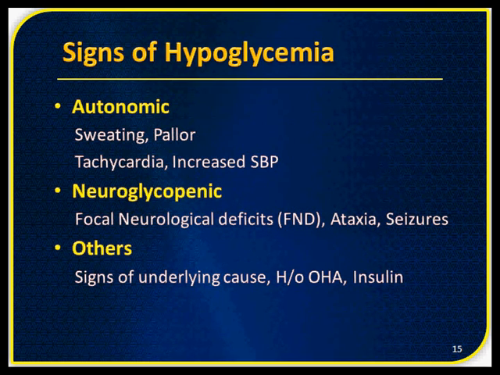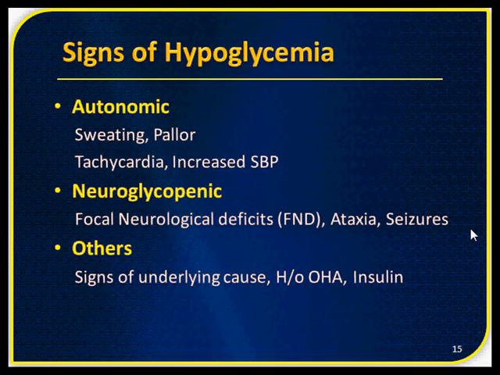Likewise, the signs of hypoglycemia also will be autonomic, neuroglycopenic, and others. What are the signs due to autonomic disturbance? Sweating, pallor, tachycardia, increase in the systolic blood pressure. In the case of shock, we do have sweating, we do have tachycardia, but the blood pressure will be low. Here there is tachycardia, there is diaphoresis, but the systolic blood pressure is increased. This immediately tells us that it is not a case of vasogenic shock, it is a case of hypoglycemia.